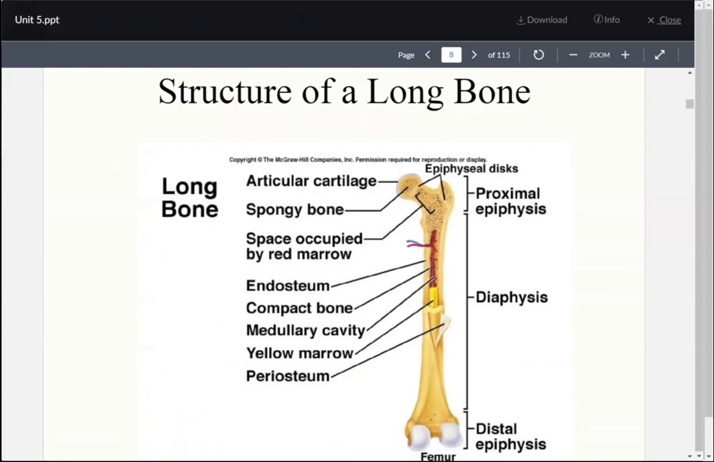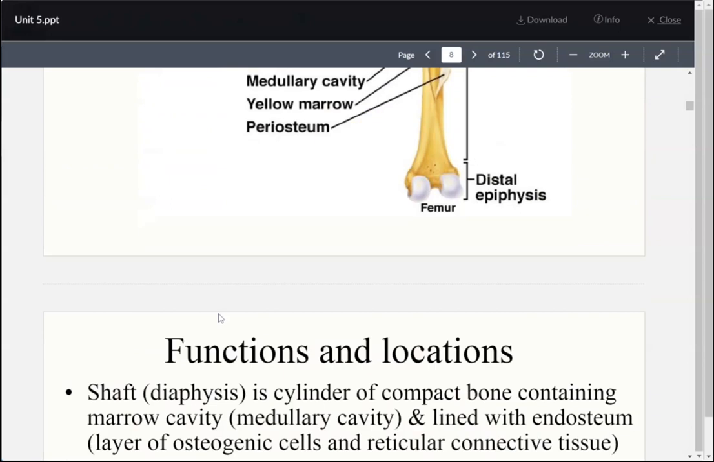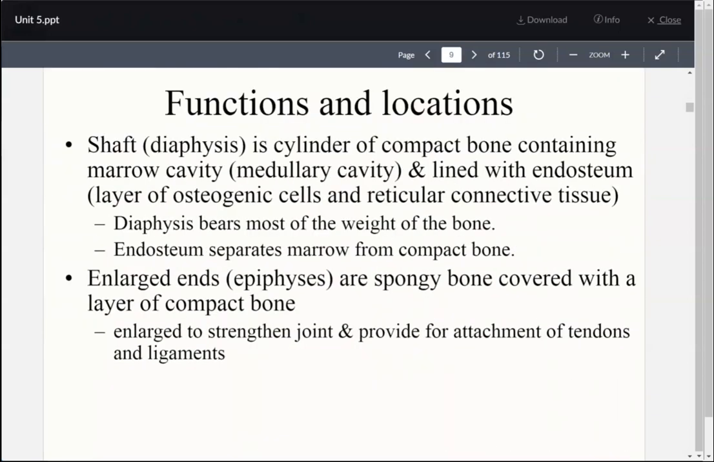Here's another long bone. All right, so the shaft or diaphysis of the long bone is cylindrical in shape. It's going to be composed of compact bone, and that compact bone is going to surround a marrow cavity, otherwise known as the medullary cavity, and lined with endosteum.